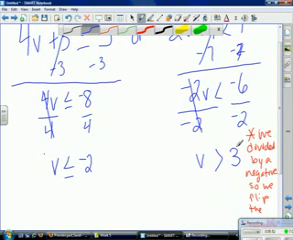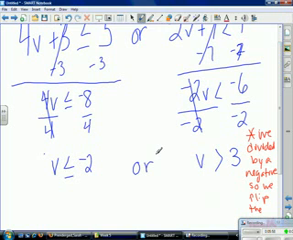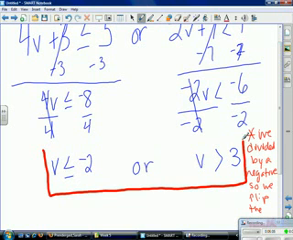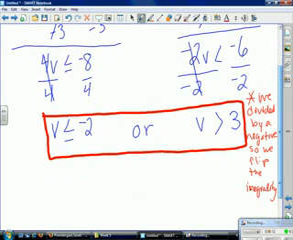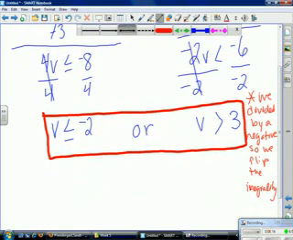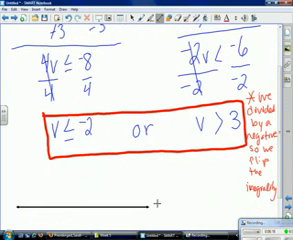So now we have v is greater than 3, and we have v is less than or equal to -2, and we still need to separate them with the word or. So now we have solved both of these inequalities. We have one compound inequality separated by the word or. Great. Now we need to graph this inequality just like we did before.